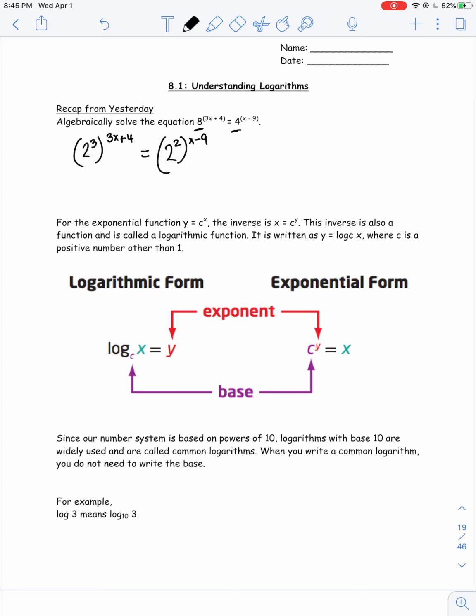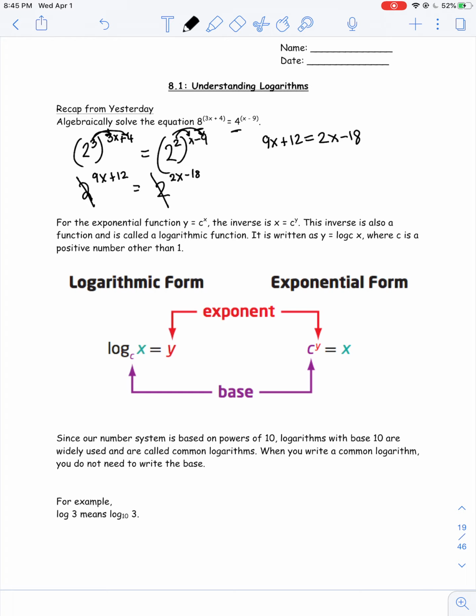Now, whenever you have a power raised to a new power, you actually have to multiply them together. And in this case, we're going to have to distribute. So you're going to have 2 to the power of 9x plus 12 is equal to 2 to the power of 2x minus 18. When you get the same bases on each side, and there's only one of them, you can actually cross them off, leaving you with the powers equaling each other.